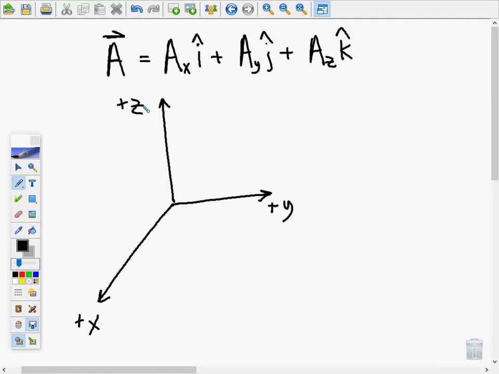So let's say a sub x was 3 units. I might count off 1, 2, 3 in the x direction. And then this here would be the component of A in the x direction. Or I could write that as a sub x times unit vector i.